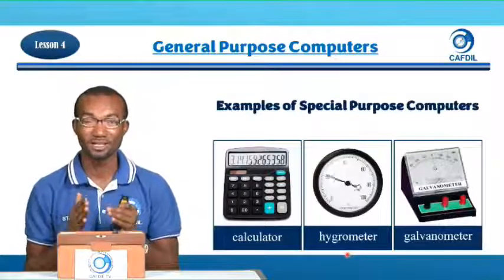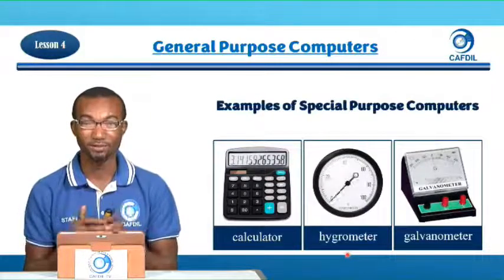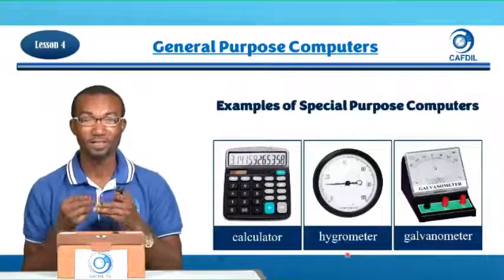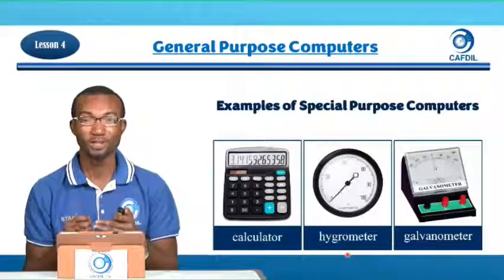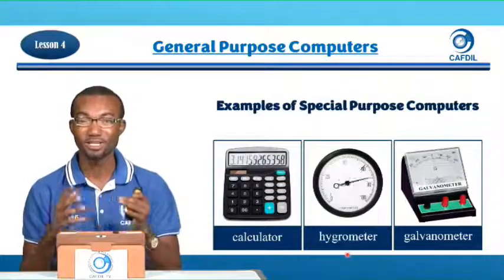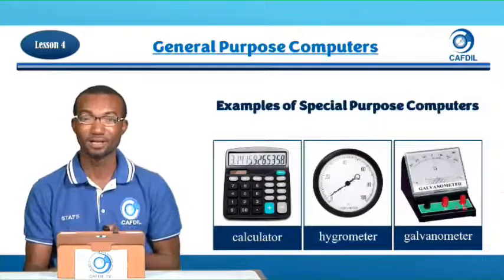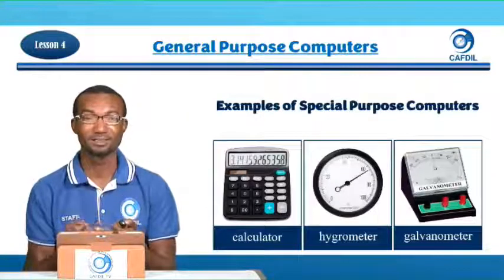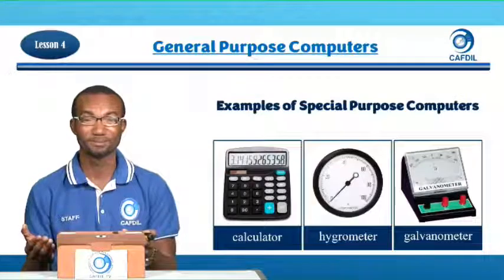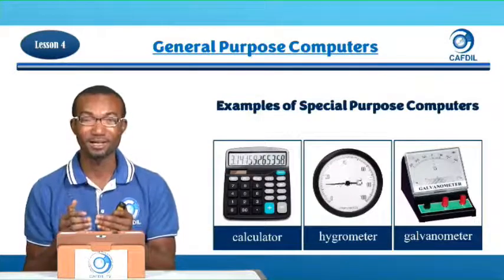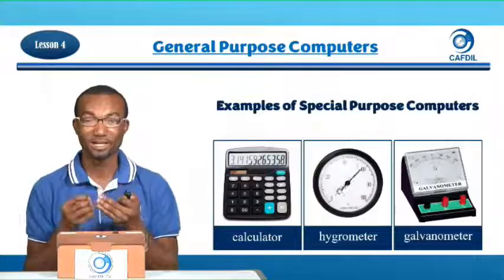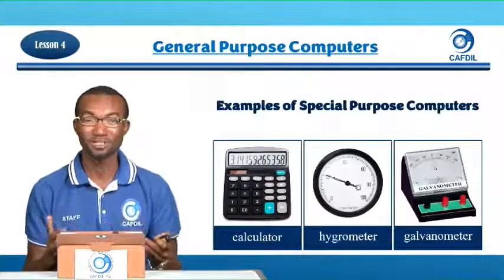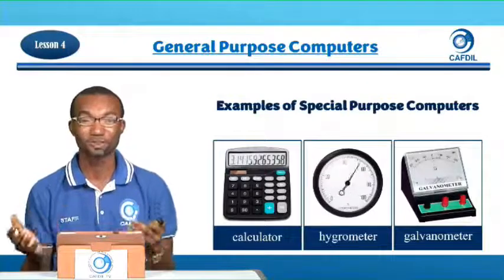We also have the galvanometer. And this galvanometer is used to measure small electric current. So if the device, galvanometer, is not used to measure electric current, it cannot be used for any other thing. So the galvanometer measures small electric currents. Apart from that, you cannot use it to do your calculation or measure the amount of water vapor in the air.